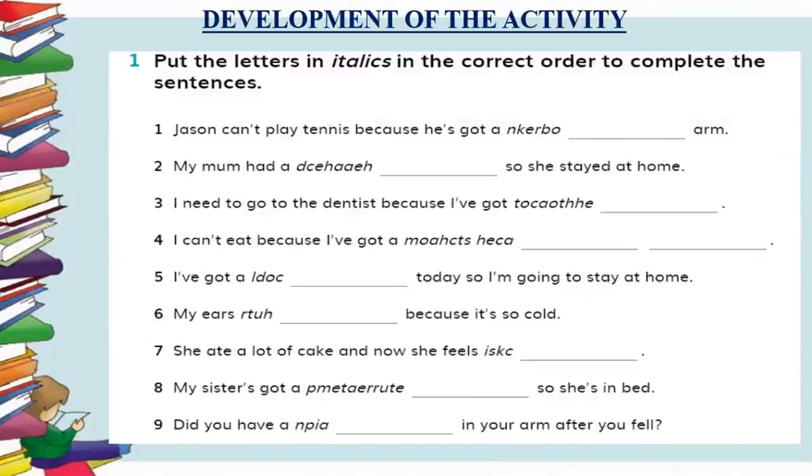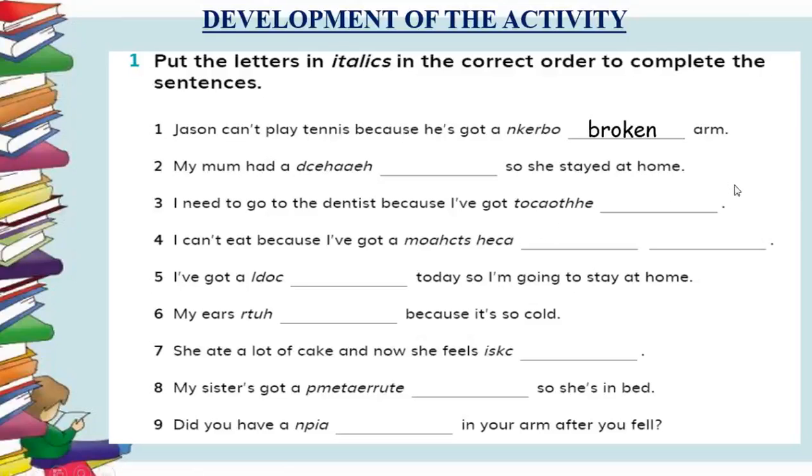Activity number 1. You have to put the letters in italic in the correct order to complete the sentences. We have 9 sentences, okay? And here you have the words in this order. So you have to put in order this word and complete this gap. Okay. For example, number 1. Jason can't play tennis because he's got a broken arm. Okay, now you have to do the same with the rest of the sentences.